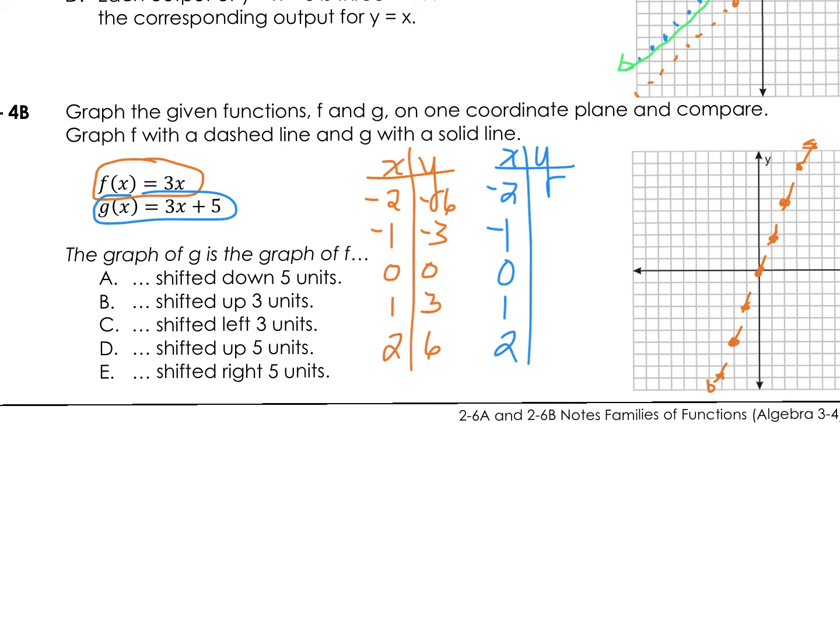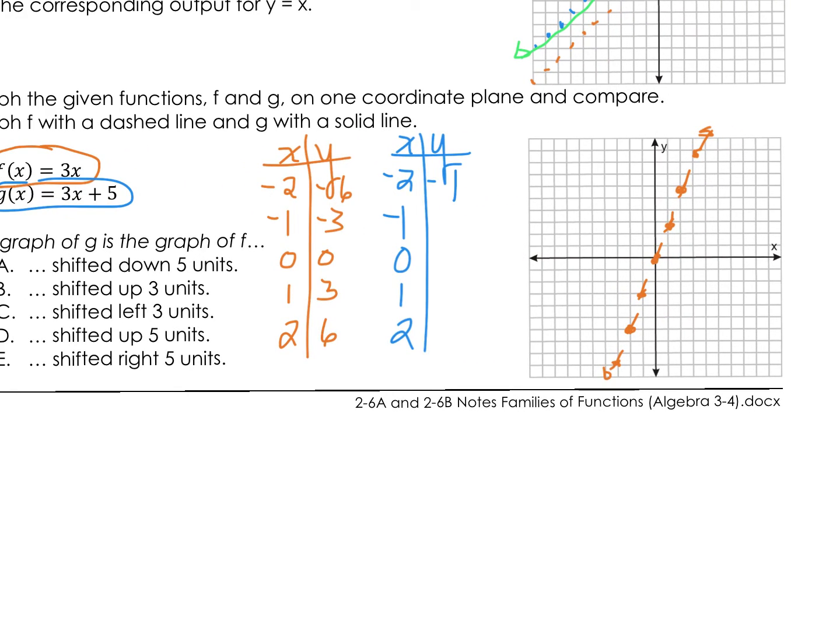All right, so we're going to substitute them in. And essentially, if I substitute all these into here, I get these values, and then I would add 5 to it. So I'm just going to take this function over here, and I'm just going to add 5 to each of these answers. So -6 plus the 5 is -1. So let me move this over so I can graph it. And so I have -2, -1.